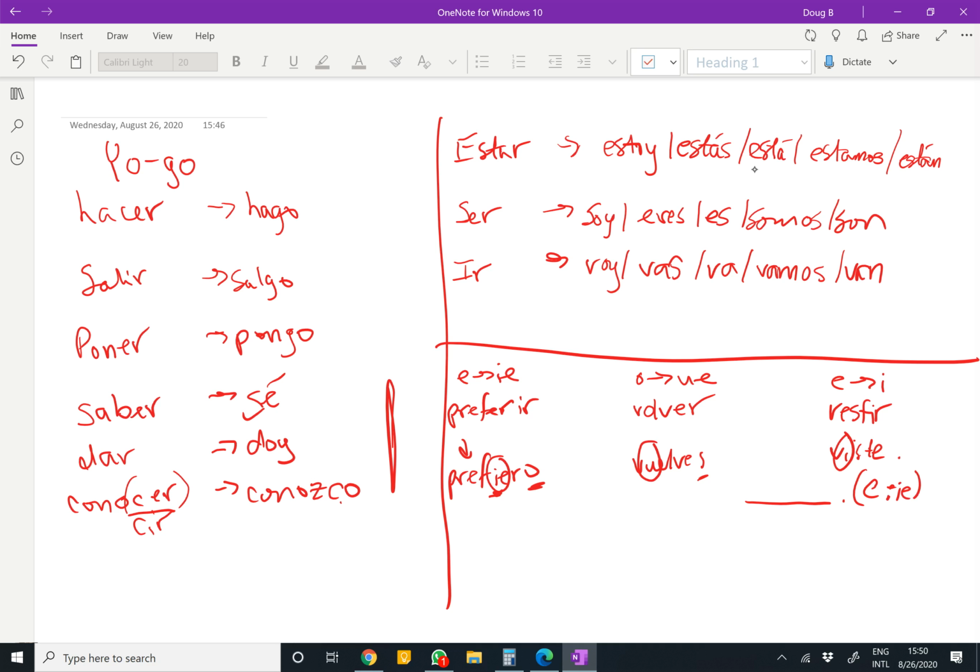The thing about stem-changing verbs is that, you guys remember this, they're called the boot verbs. They do not change in the nosotros and vosotros forms. So we have tú prefieres, but nosotros... No, it should be preferimos, no? So tú prefieres, nosotros preferimos, right? So you have to remember the nosotros and vosotros forms don't change.